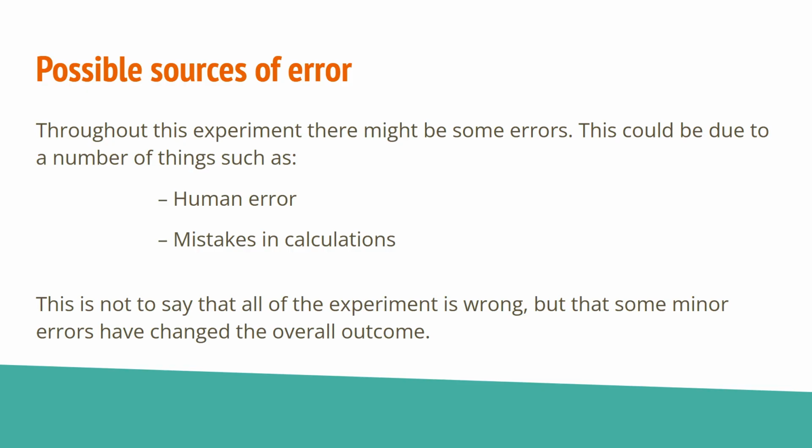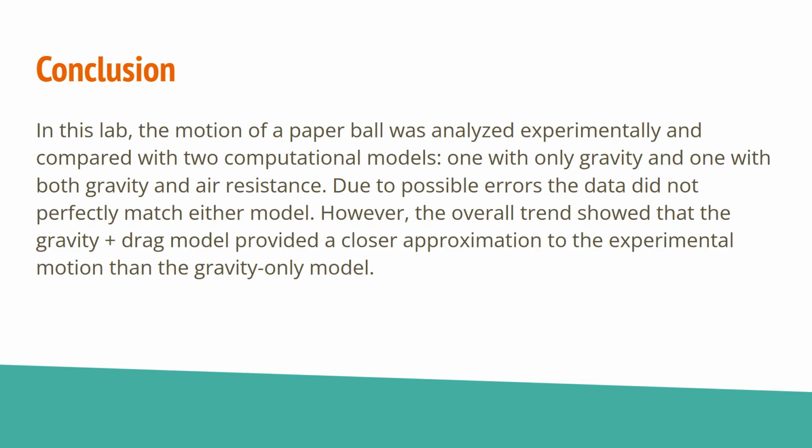So, in this lab, the motion of the paper ball was analyzed experimentally and then compared with two computational models, one with only gravity and then one with both gravity and drag. Now, due to possible errors, the data did not perfectly match either model. However, the overall trend showed that the gravity plus drag model provided a closer approximation to the experimental motion than the gravity only model.